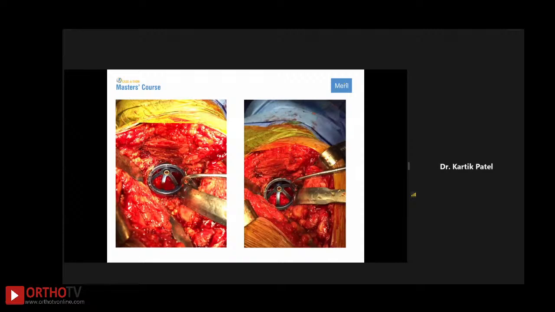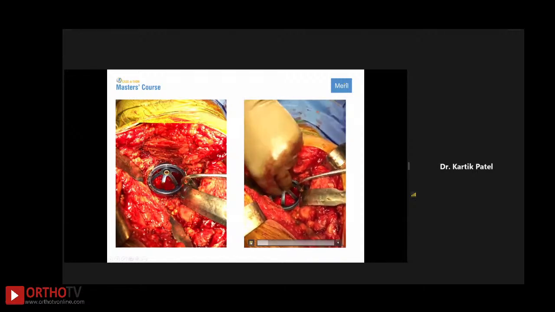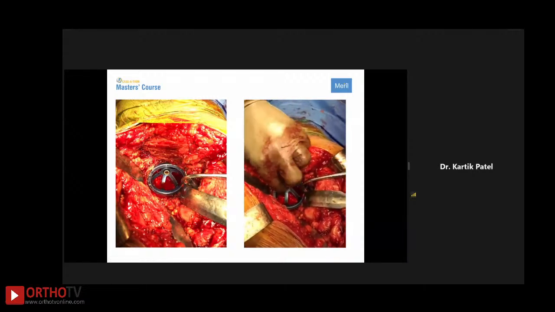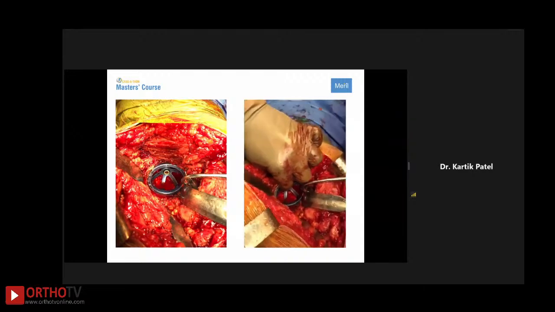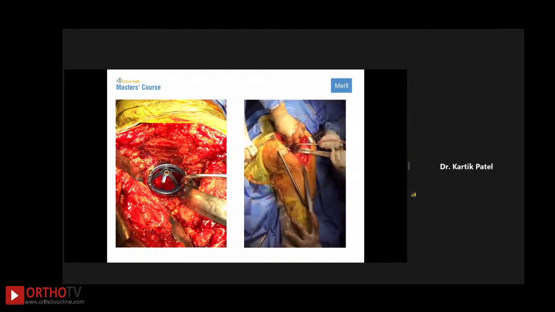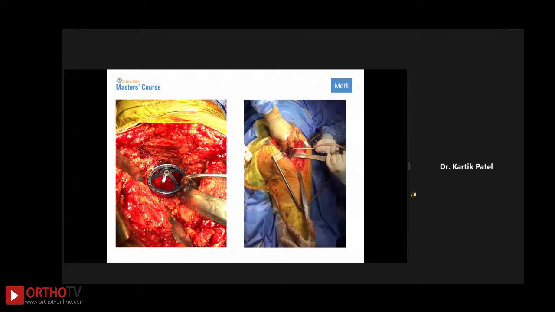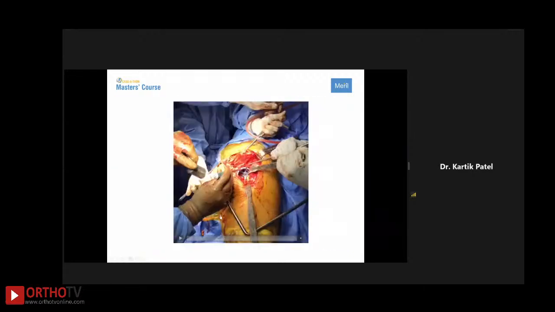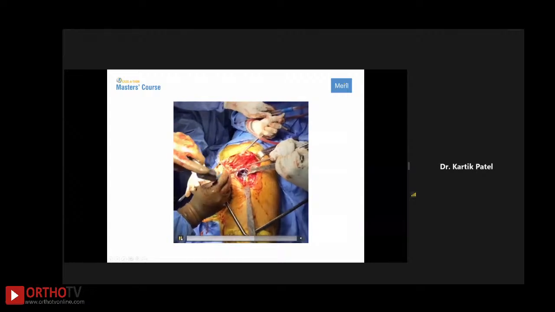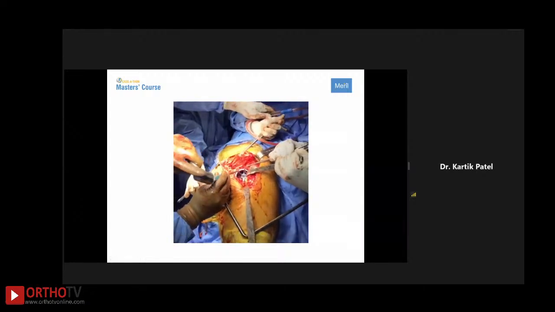Trialing was done with the Tornier trial, and this was the stability of the trial cup. The primary hole was taken between the posterior inferior and anterior superior corners in a diagonal fashion. And this was another case to check the stability of the trial component. You put the trial component and you try to flip it over in the defect.